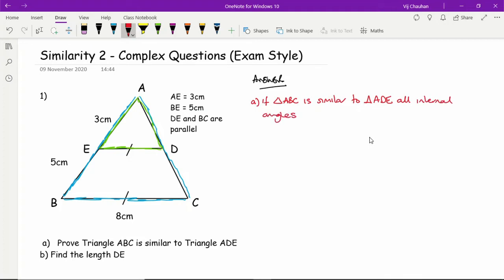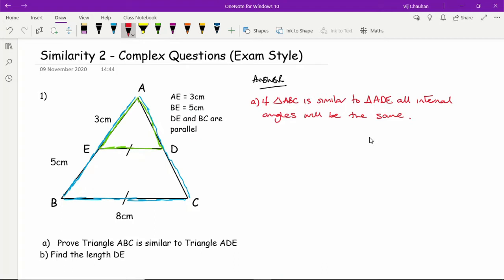So although I can't prove the sides are similar, because obviously I don't know what the sides of these triangles are, I can focus on the internal angles. So all internal angles will be the same. I'm also going to go through what the expected notation is. It's always important to write down what proof you're going to be using. So if the two triangles are similar, then the internal angles must be the same, and that's what I'm going to prove.